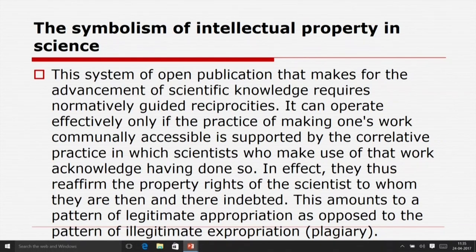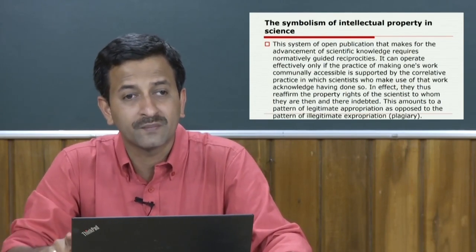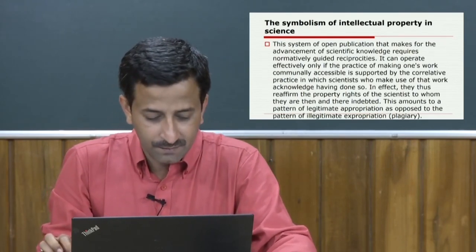And this system of open publication that makes for the advancement of scientific knowledge requires normatively guided reciprocities. Okay? We have already discussed the normative institutional structure of science in the context of the ethos of modern science. It can operate effectively only if the practice of making one's work communally accessible is supported by the correlative practice in which scientists who make use of that work acknowledge having done so. In effect, they thus reaffirm the property rights of the scientist to whom they are then and there indebted. This amounts to a pattern of legitimate appropriation as opposed to the pattern of illegitimate expropriation that is called plagiarism.